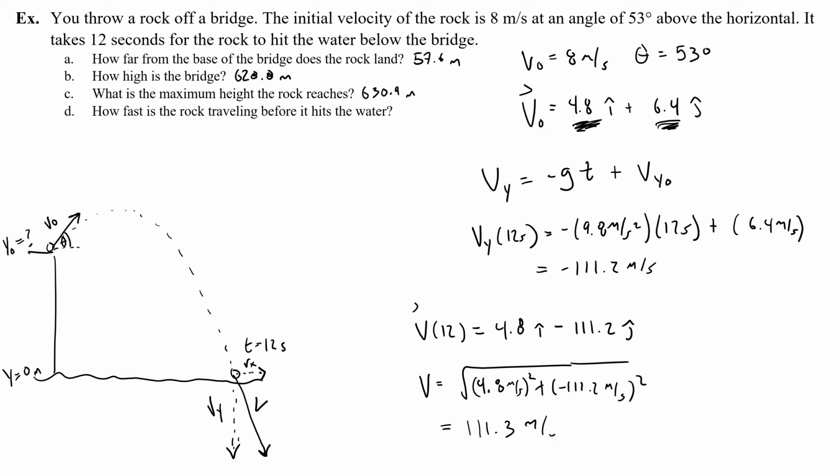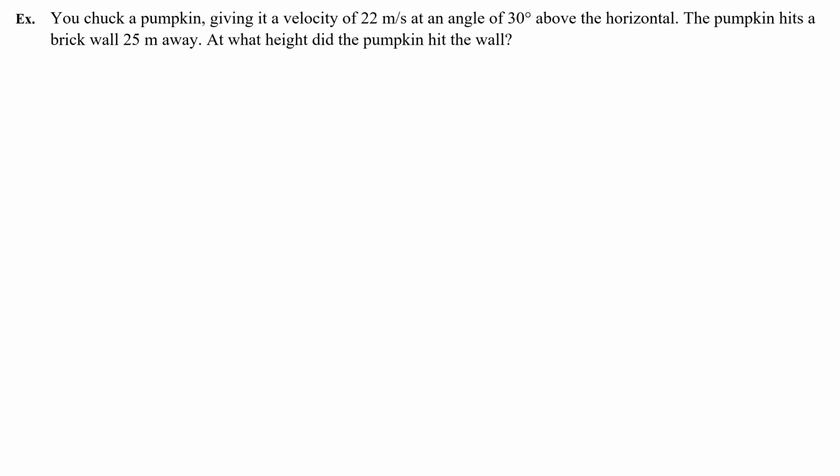Okay, let's do another problem. You chuck a pumpkin, giving it a velocity of 22 meters a second at an angle of 30 degrees above the horizontal. The pumpkin hits a brick wall 25 meters away. At what height did the pumpkin hit the wall?